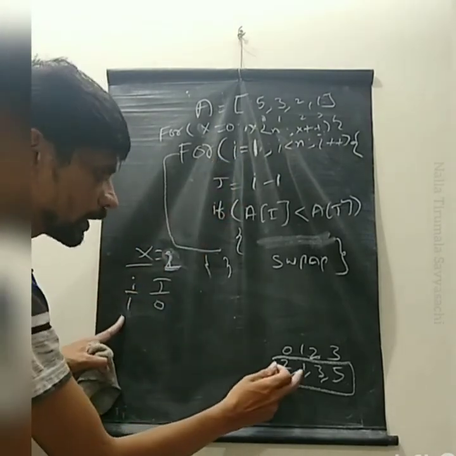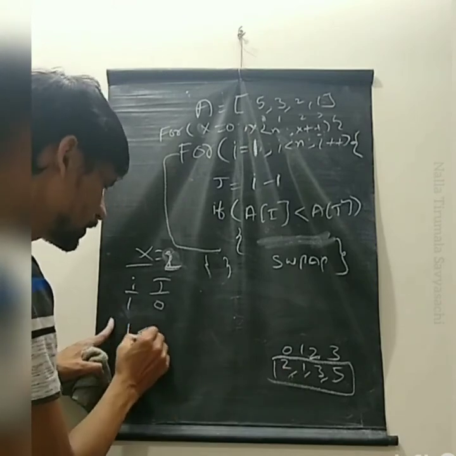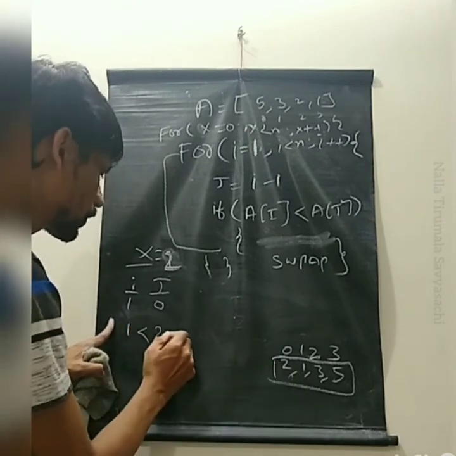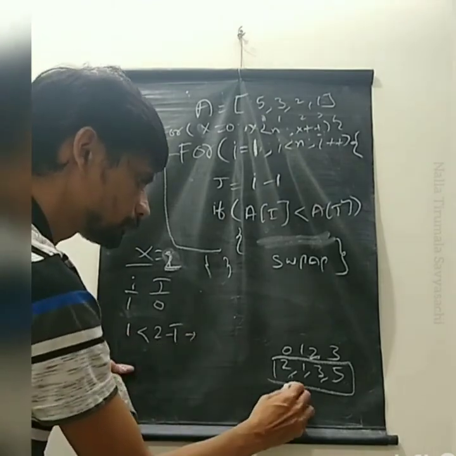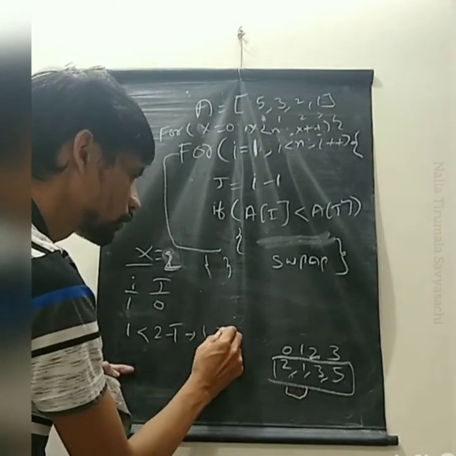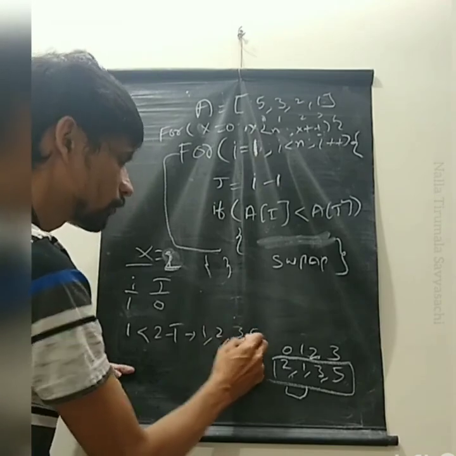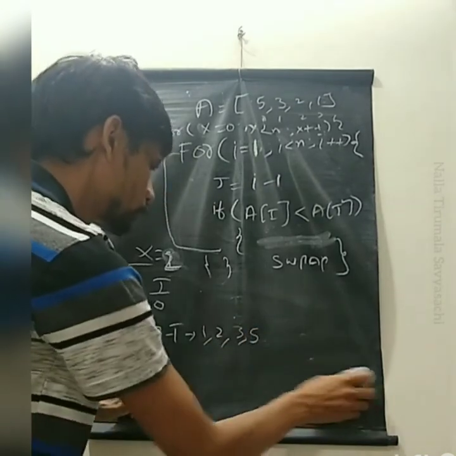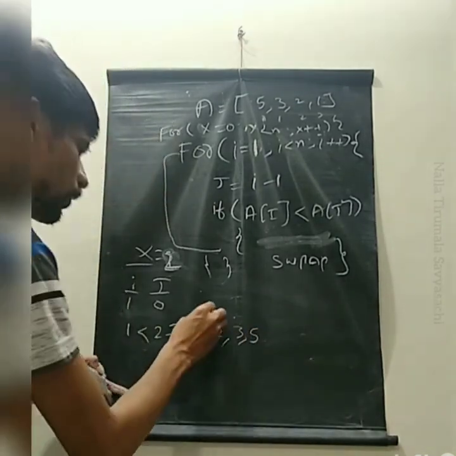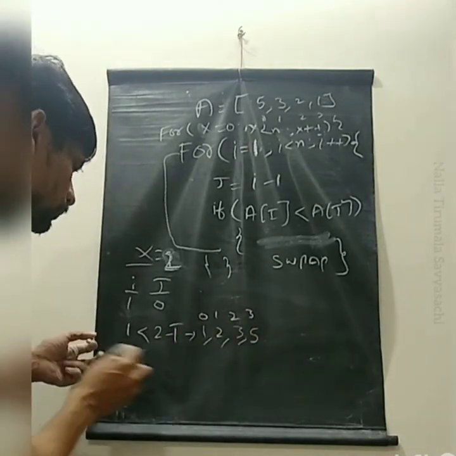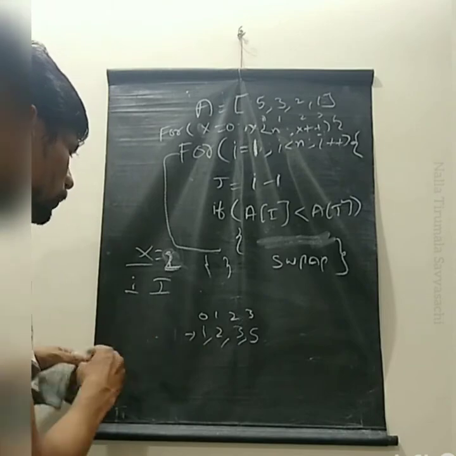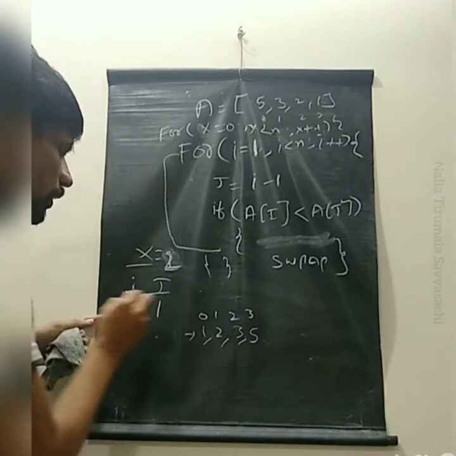So what is my a of 1? Is 1 lesser than 2? True, right? So what exactly will we do? We will swap it. So 1, 2, 3, 5, right? This is my output. So now indexes are 0, 1, 2, 3. So now i will become 2, j will become 1.